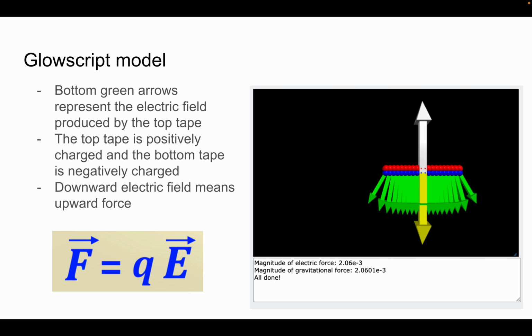And this is the image I was referring to, and this is why my Q, or the charge that I found, was what it was, because I needed the magnitude of the electric force to be equal to the magnitude of the gravitational force, because that is what is causing that bottom tape to float. And the green arrows downward represent the electric field, which will be in the opposite direction of the force because the charge of the bottom tape is negative. So yeah, the green arrow is pointing downwards, but force is pointing upwards, which aligns with our experiment.